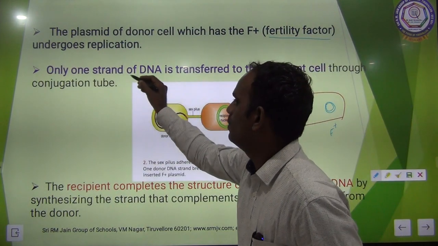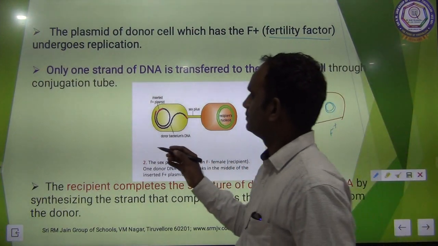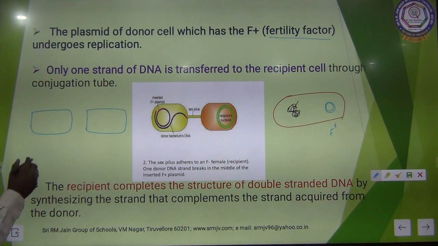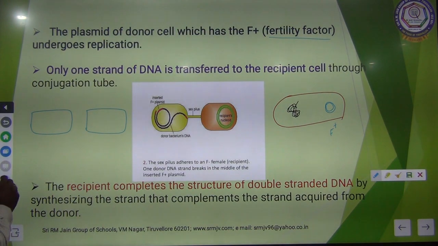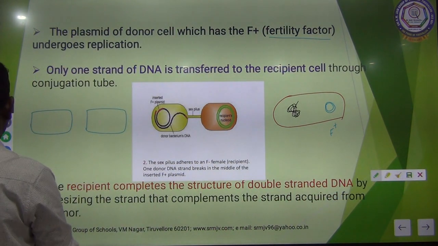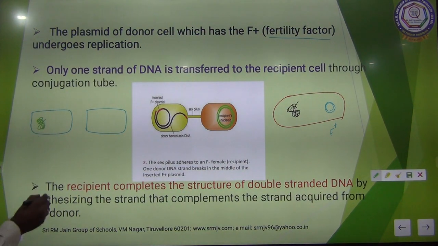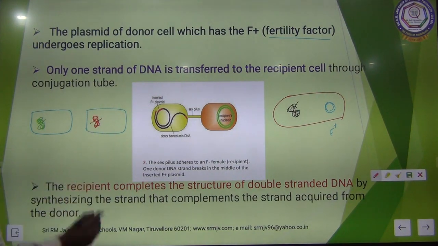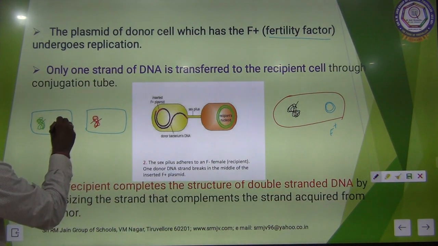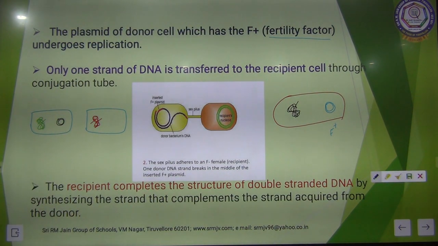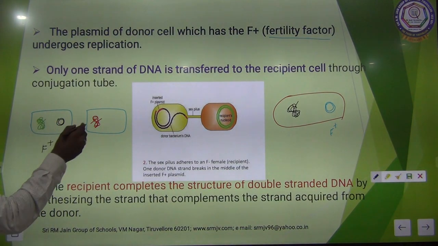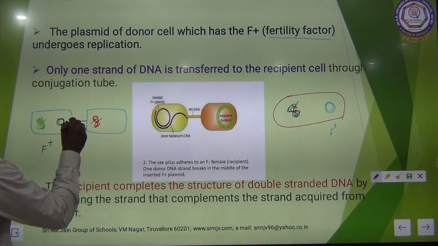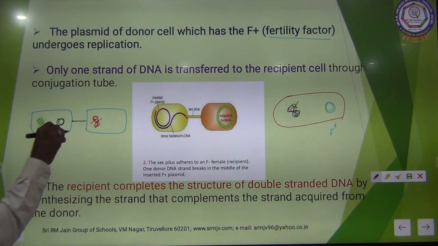See here, only one strand of DNA is transferred. See children, this is one bacterial cell and this is another bacterial cell. And this is a bacterial chromosome of one bacterial cell, and this is also bacterial chromosome of another bacterial cell, and this is plasmid. If a cell has plasmid, it is said to be F plus. This is donor and this is recipient. Both these cells are attached with each other by the pili or pilus. Clear children?